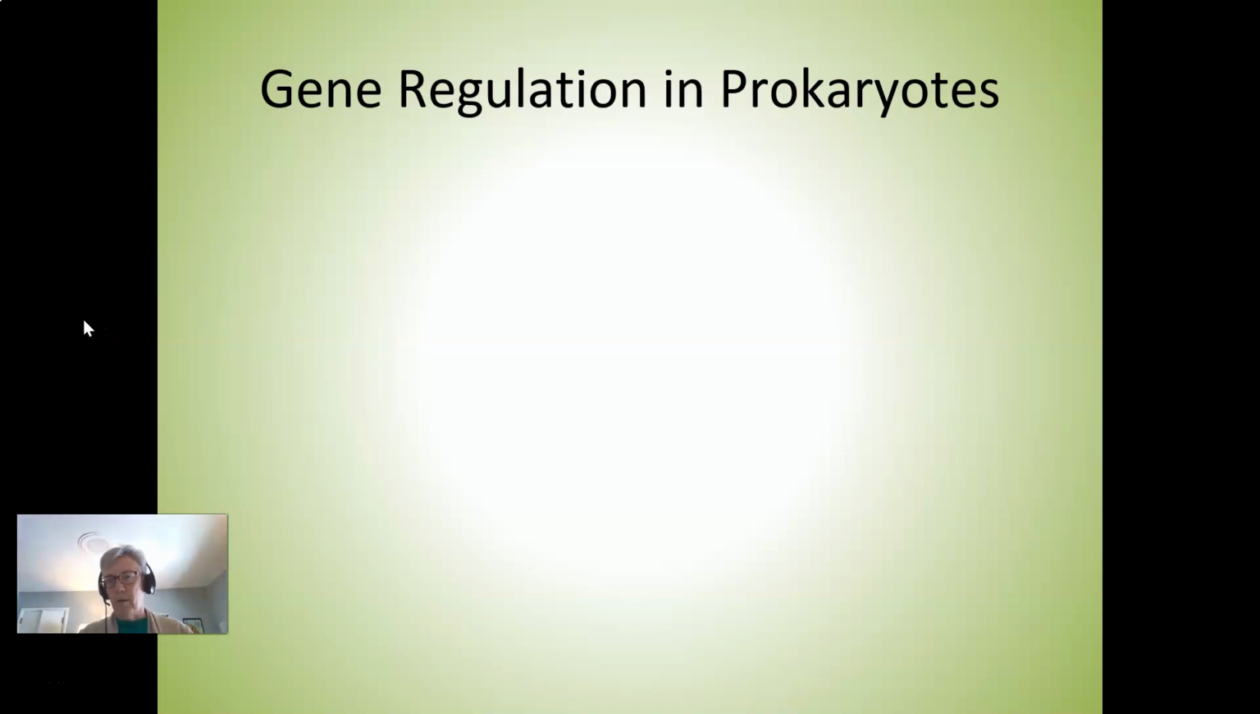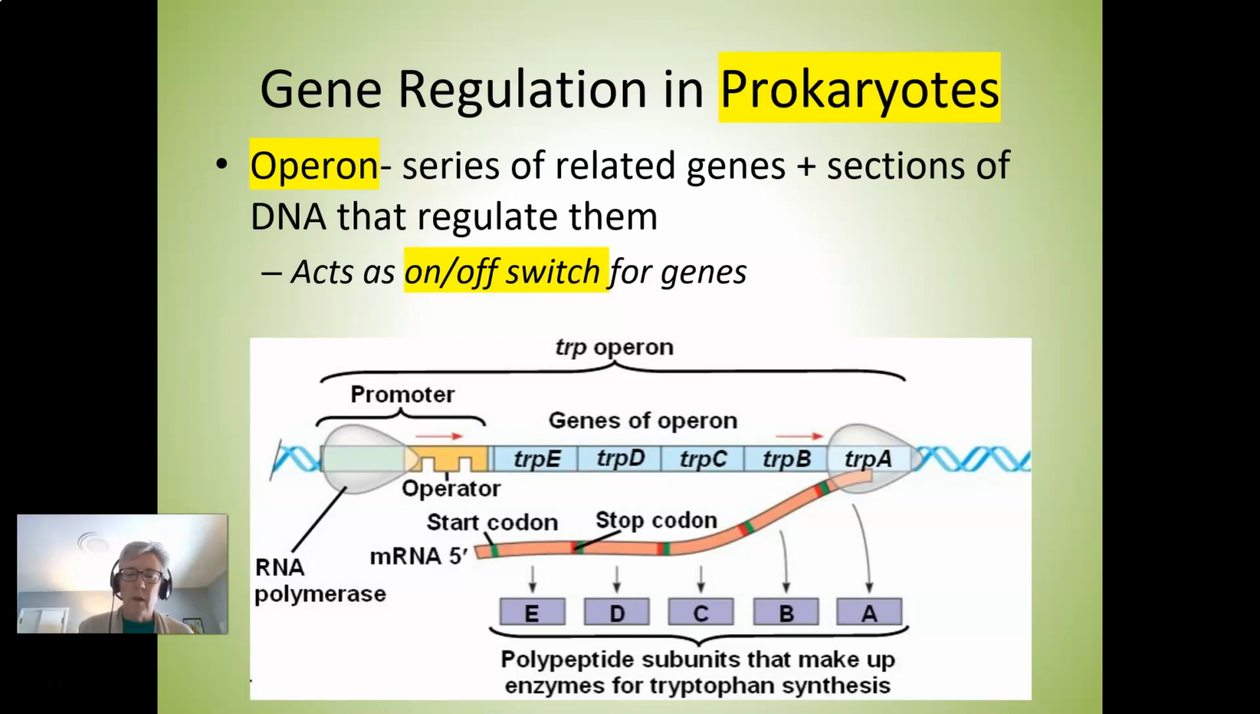Okay, so let's talk about gene regulation in prokaryotic cells. In prokaryotic cells, generally, we're talking about bacteria. Many times, genes that are related to the same function are grouped together on the chromosome, on a piece of DNA, in what's called an operon.